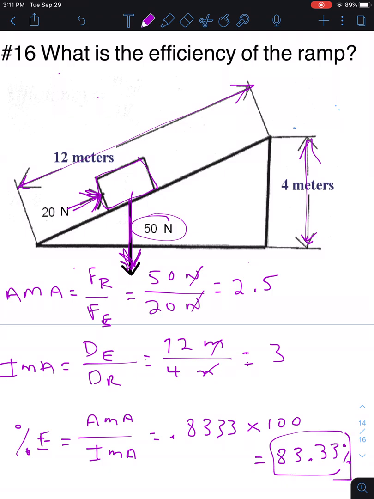Okay, great. You guys do all your practice problems with these. Practice lots of problems with the ramp, the inclined plane. Ask lots of questions, and you can do this stuff.